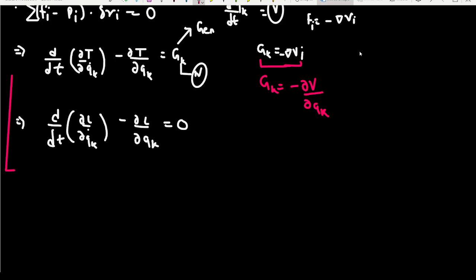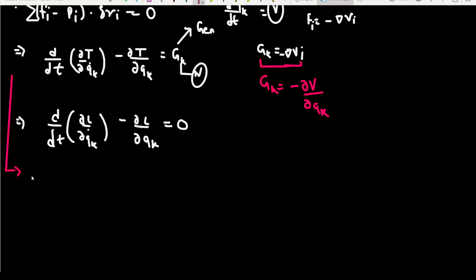But for now I'm going to show you that this Gk is equal to the negative. To prove this expression, if you are wondering why Gk is equal to the negative of del V divided by del qk, then this is the matter of the next video. In the next video I will certainly prove it. Now I have written this.